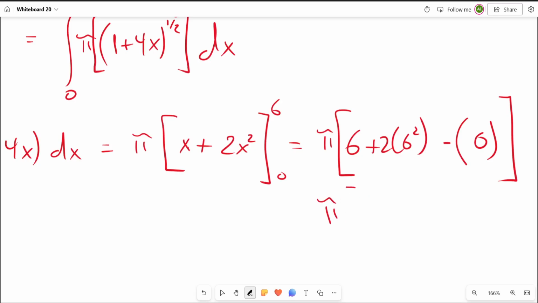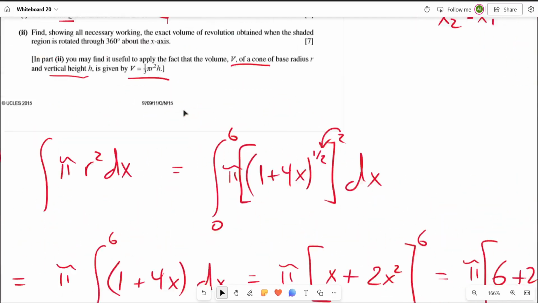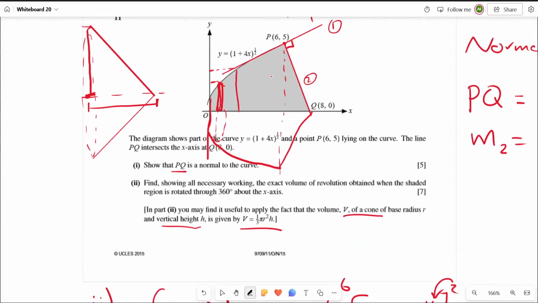Then that is going to give me my answer. So pi into 6 squared is 36, 36 times 2 is 72, and 72 plus 6 is basically 78. So my answer is going to be 78 pi. That's the volume for the first part of my region, which is this shape over here.